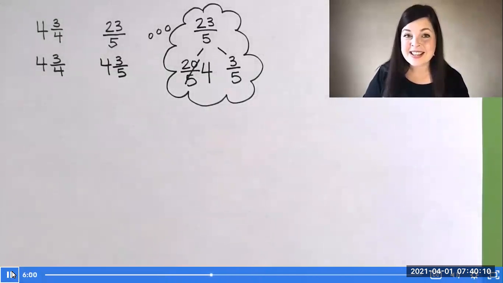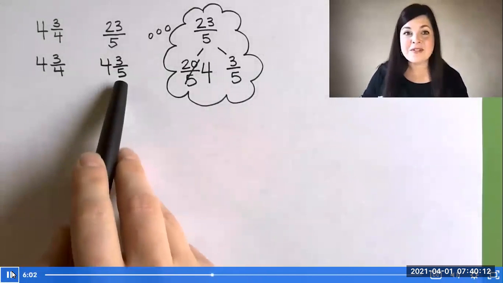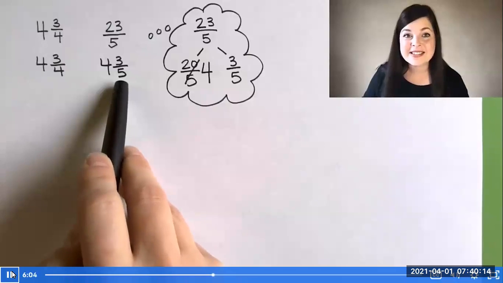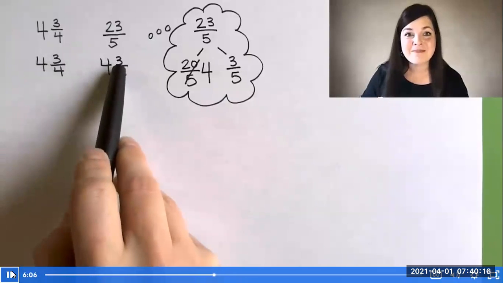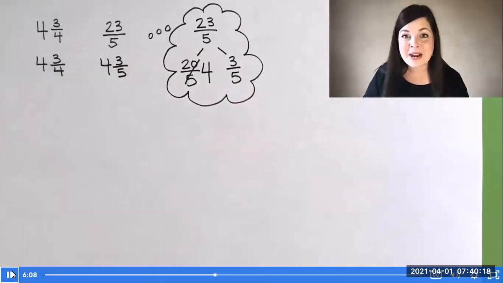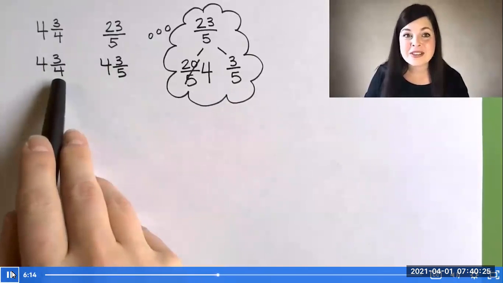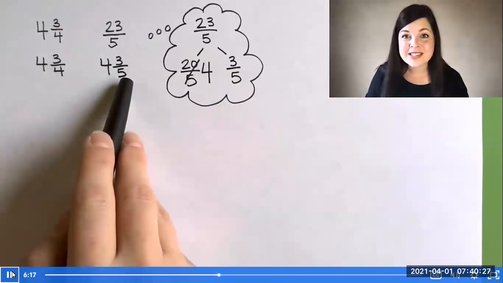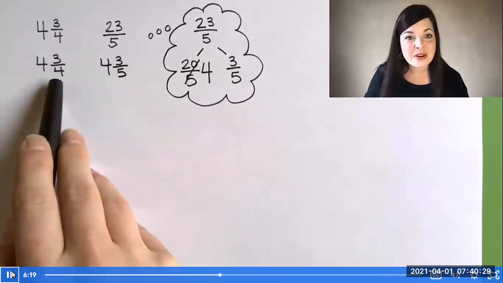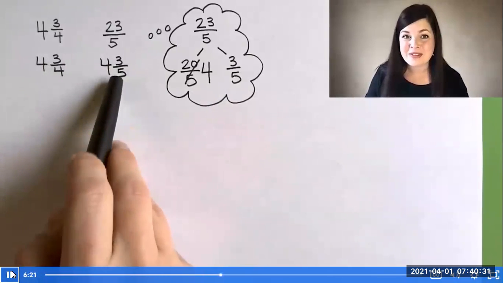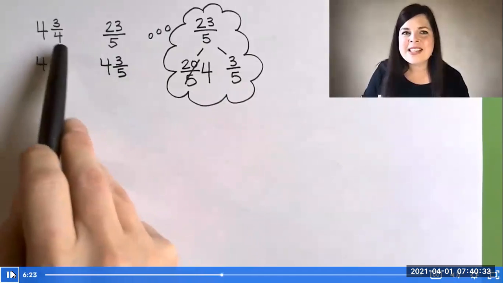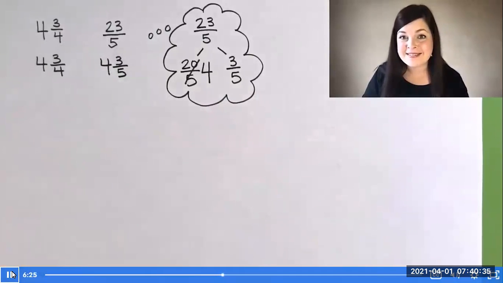You may have noticed that 3/4 and 3/5 have the same number of selected units. The numerators are the same. So that means we can compare them by thinking about the size of the units. Fourths are bigger than fifths, so 3/4 is greater than 3/5. That tells us that 4 3/4 is greater than 4 3/5. Now, what does that tell us about our original comparison?